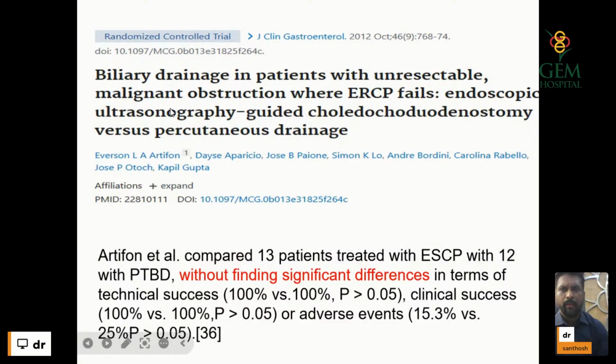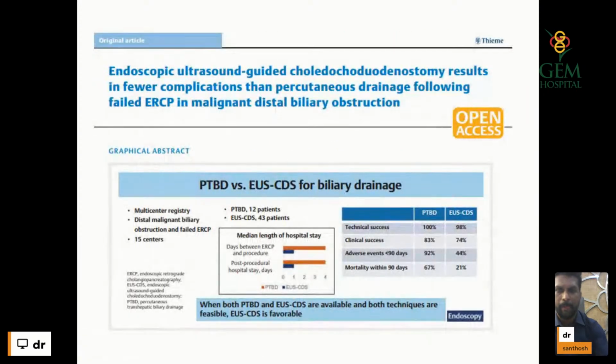So there was another study which showed EUS guided choledochoduodenostomy versus percutaneous drainage. So in this study, 13 patients were treated with EUS guided choledochoduodenostomy versus PTBD around 12 patients. They did not show any significant difference in terms of technical success, clinical success was also the same. Adverse events are also the same, no significant difference.